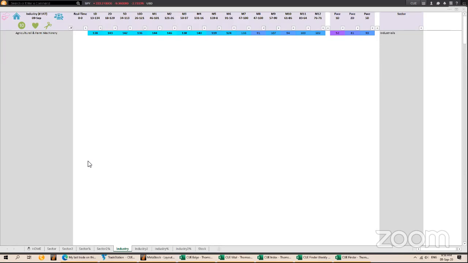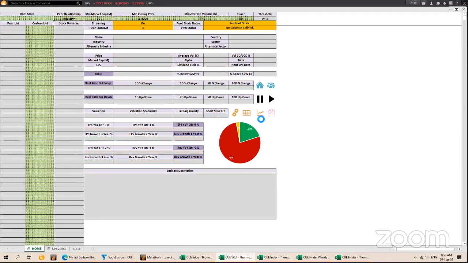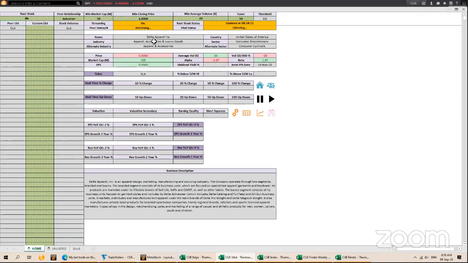One more stock, the last one, that is also in a strong industry. So I found several buying opportunities, some in defensive sector: Vivo, OPK, HAE, all in healthcare sector; TWI, agricultural industry, agricultural equipment; and this is in, I think, apparel retail, DLA. Yes, apparel, accessory, luxury goods, apparel, accessory.